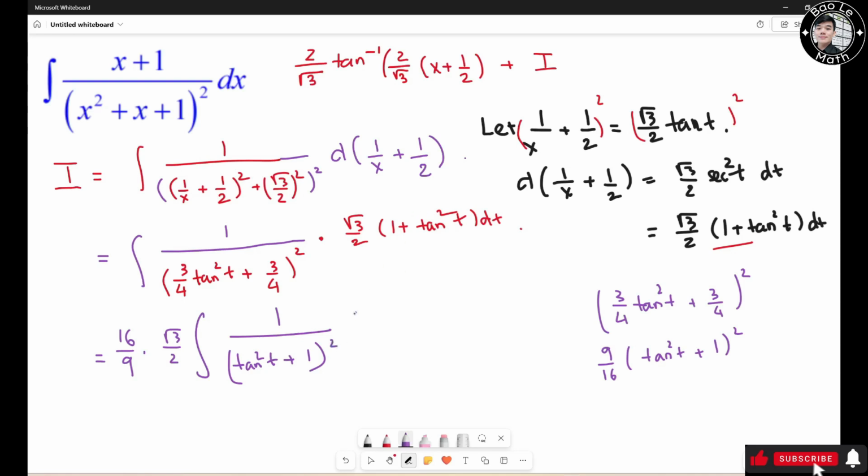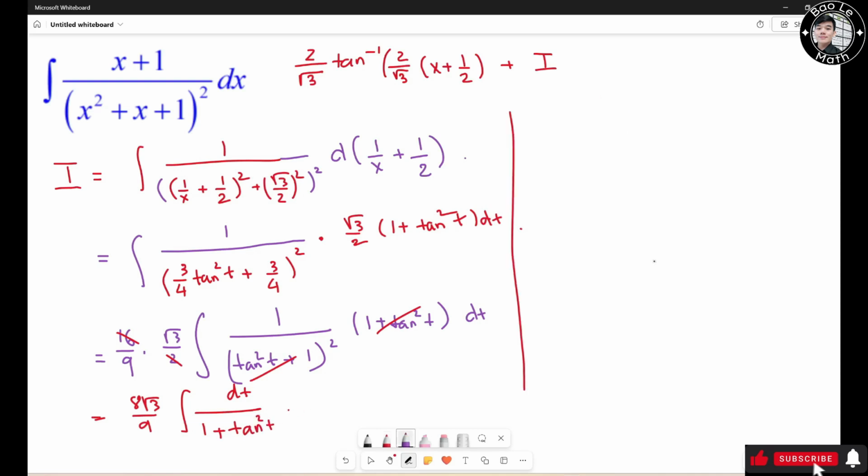The top you have 1 plus tangent square of t, and dt right here. Now this and this cancel out, so you have 8 root 3 over 9 times the integral of dt over 1 plus tangent square of t, right?